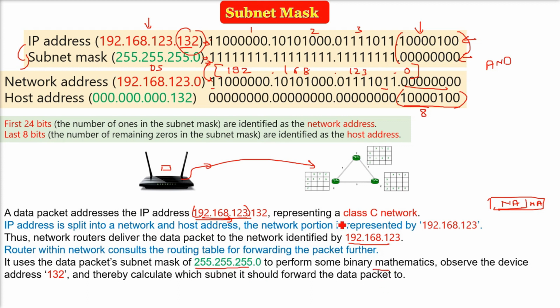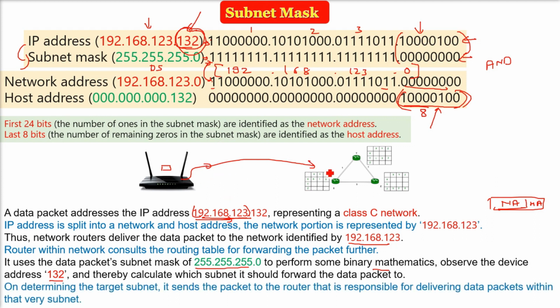255.255.255.0. It does some binary mathematics, which is ANDing and ORing, which I just told you. It observes the device address is 132. And therefore it will calculate which subnet it should forward the data packet to. So that is how the network is 192.168.123 and the actual host is 132. So on determining the target subnet, it will send the packet to the router that is responsible for delivering data packets within that very subnet.